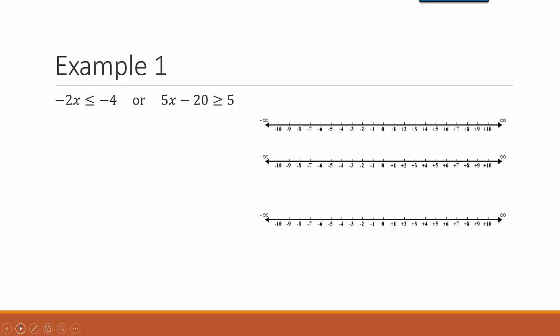This first example, we have negative 2x is less than or equal to negative 4, and 5x minus 20 is greater than or equal to 5. So we'll solve each one of the inequalities separately. So here I will divide both sides by negative 2. Since I divided both sides of my inequality by a negative number, I have to remember to flip my inequality. So that becomes x is greater than or equal to positive 2.